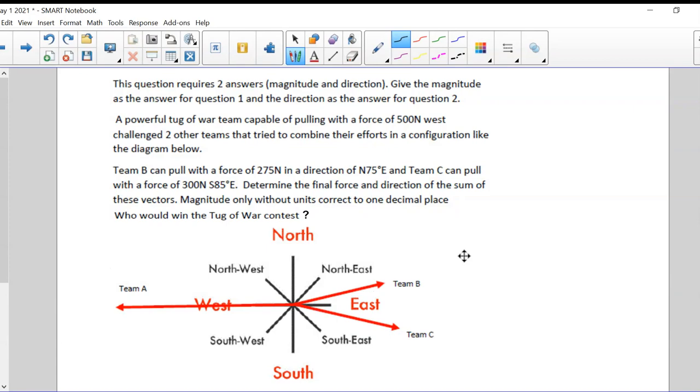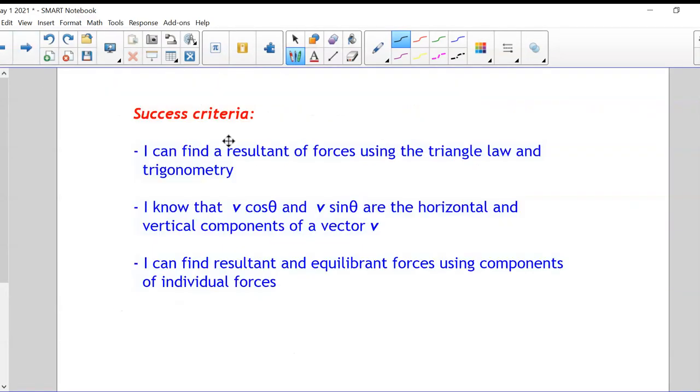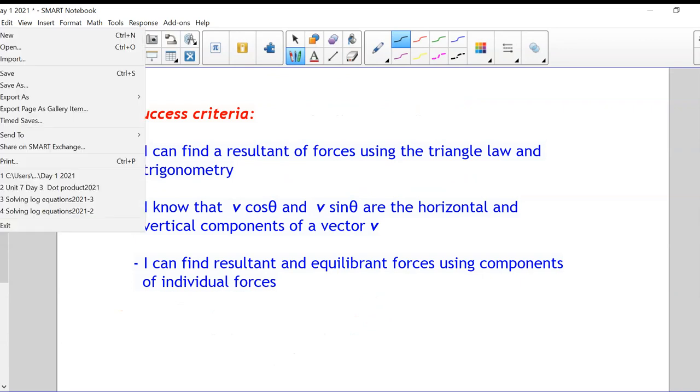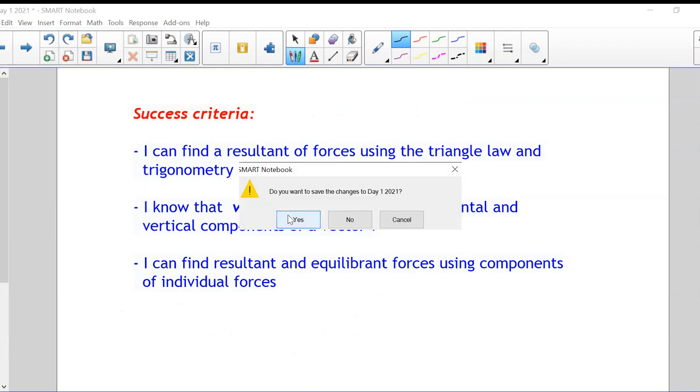This is going to be on your assignment, but we're going to come back to that at the end. We're not going to do that right now because I want to get to some other stuff today. Here's my success criteria. I'm going to leave you to pause the video later on if you want to see what the success criteria are. I want to get to the new stuff today, and that's looking at something called the dot product.